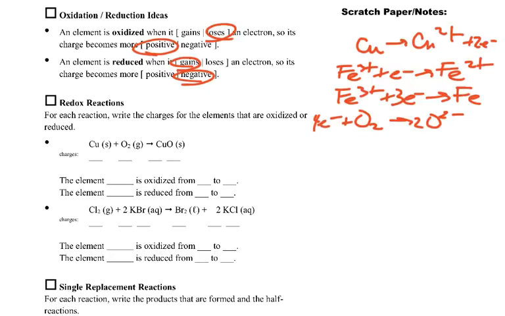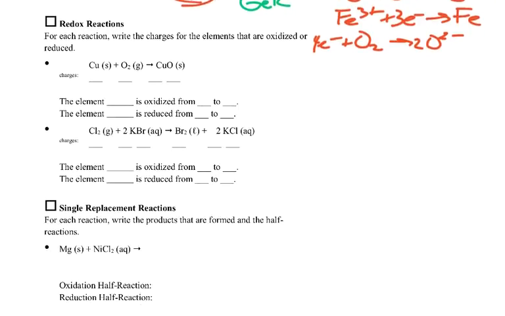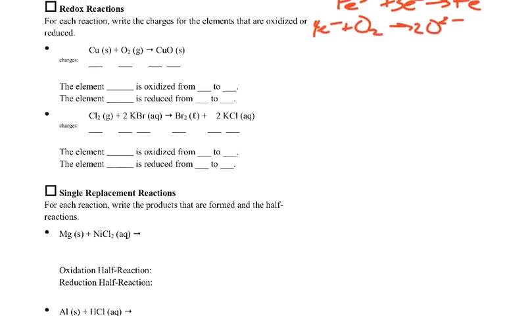reduction. And the other part about that, remember we have Leo the lion says GER, so losing electrons is oxidation and gaining electrons is reduction. So we have all these clues to tell whether something is oxidized or reduced. Okay, next part here for redox reactions. Here we have copper plus oxygen turns into copper oxide.